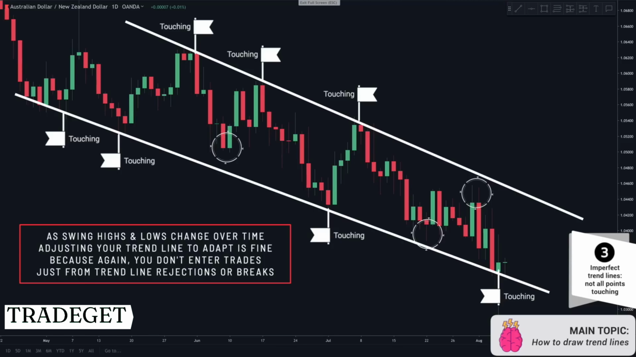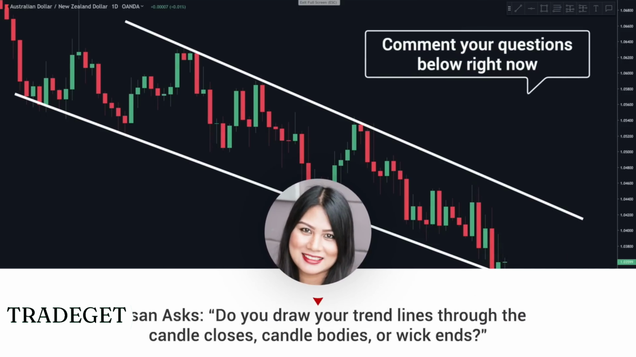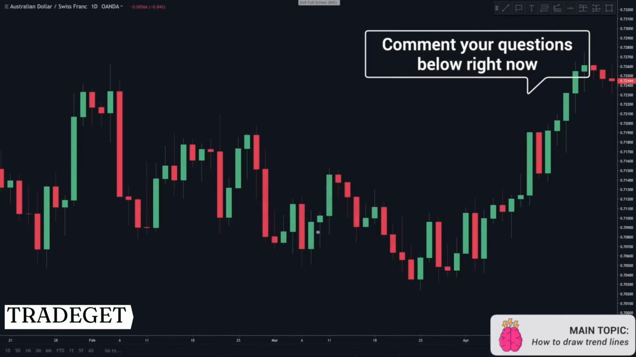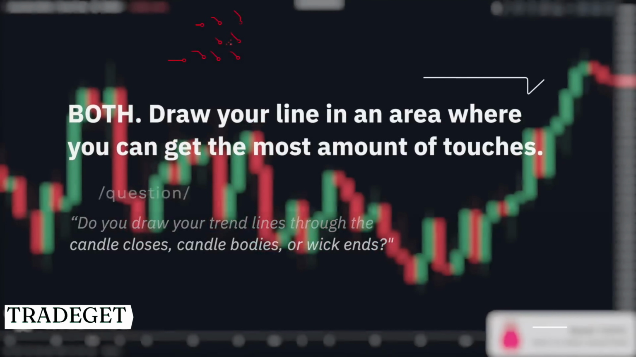Now this leads us to a question we often get asked, which is: do you draw your trend line through the candle closes, candle bodies, or wick ends? And at this point, you should already know the answer, which is to draw your line in an area where you can get the most amount of touches, meaning the line you draw will hit both wicks and candle bodies depending on the trend you are looking at.